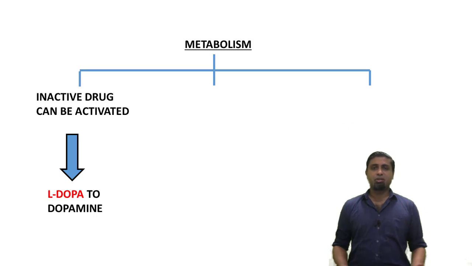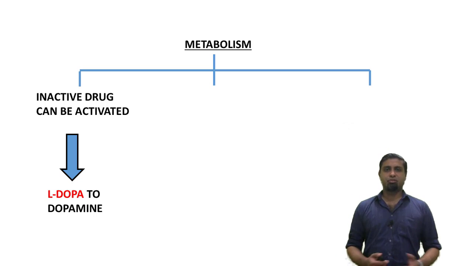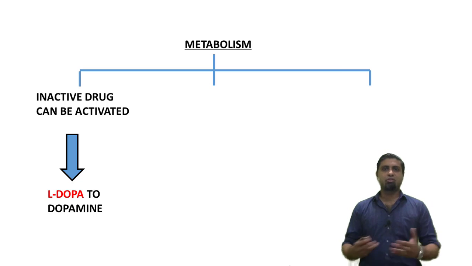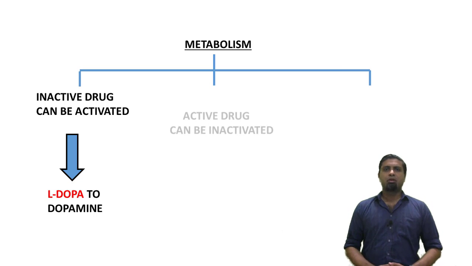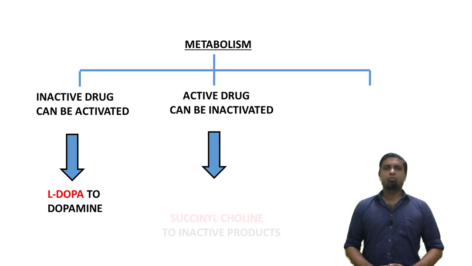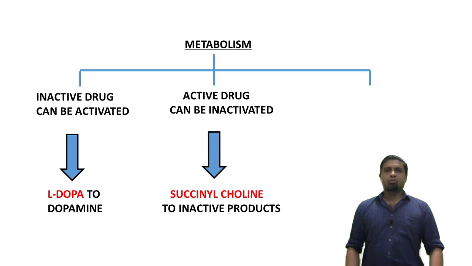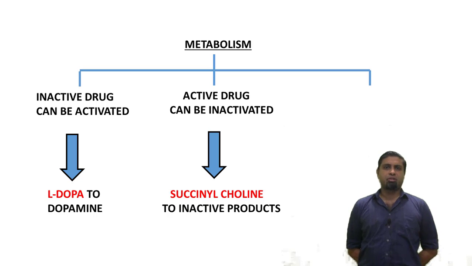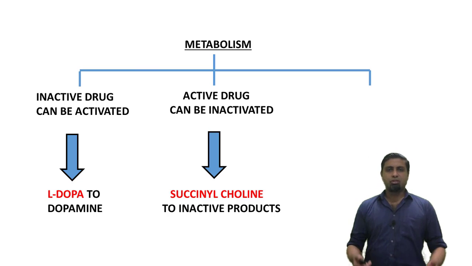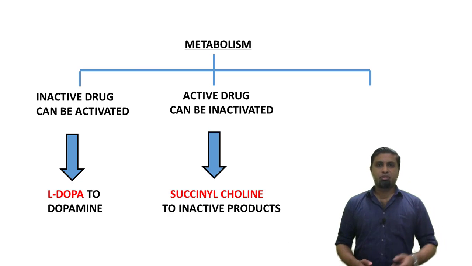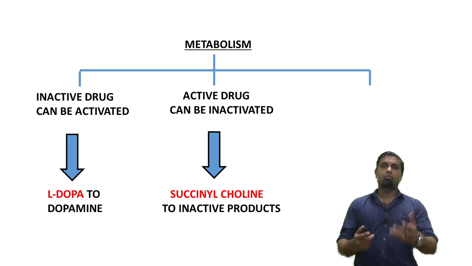Now, of course, there are examples where drugs get inactivated as a result of metabolism, and this includes the vast majority of drugs. A good example would be succinylcholine. Succinylcholine is a skeletal muscle relaxant, or probably more accurately described as a neuromuscular blocking agent. It is metabolized by an enzyme which is known by three names: pseudocholinesterase, or plasma cholinesterase, or butyl cholinesterase. These are three names for one and the same thing.